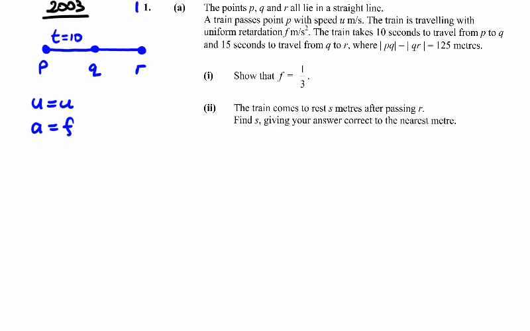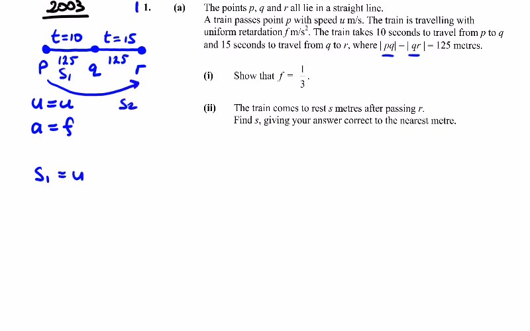And 15 seconds from Q to R, so t is equal to 15. We're also told QR and PQ are equal, and they're both equal to 125 meters. So we have two things going on here: S1, P to Q, and S2, which is P to R.